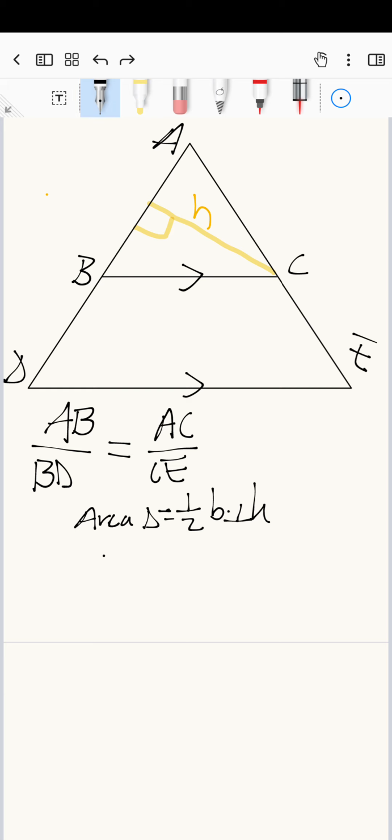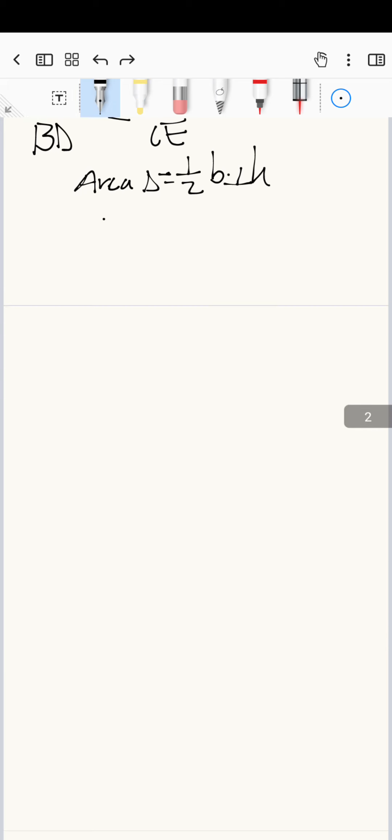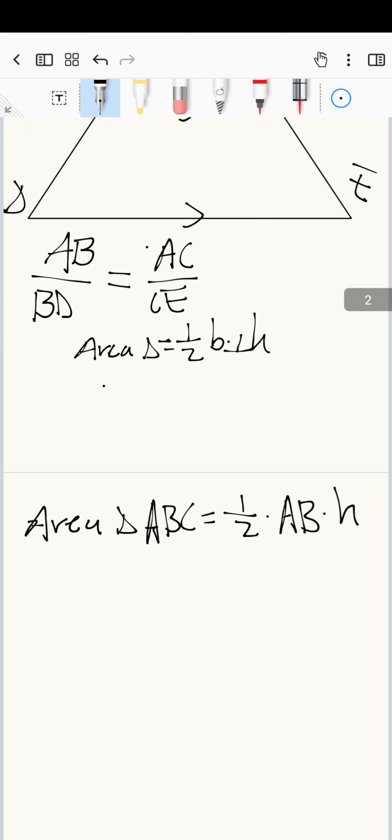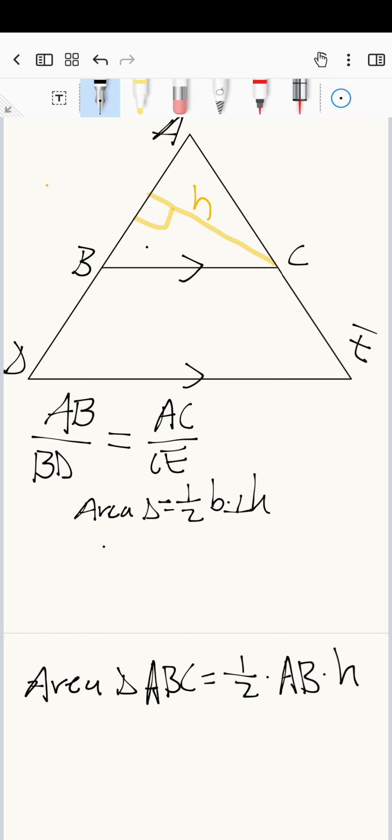Okay, so when we do our proof, the first thing we're going to say is area of triangle ABC. And we know that that area is a half times your base, which is going to be AB for us, times our perpendicular height, and we chose to name it H. Okay, let's look back at our picture. That's the first part that we're going to include.